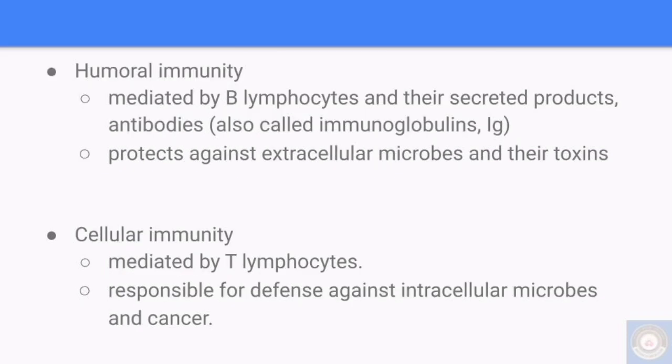Humoral immunity is mediated by B lymphocytes and their products like immunoglobulins or antibodies. The name humoral is given as the substances involved here are found in the humor, which means body fluids. So it protects against extracellular microbes and their toxins. Whereas in cell-mediated immunity, T lymphocytes are responsible for defense against intracellular microbes and even against cancer.